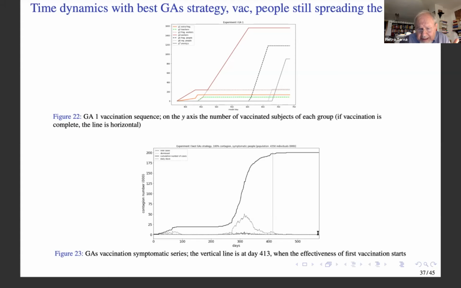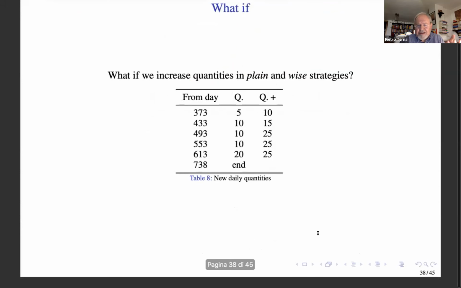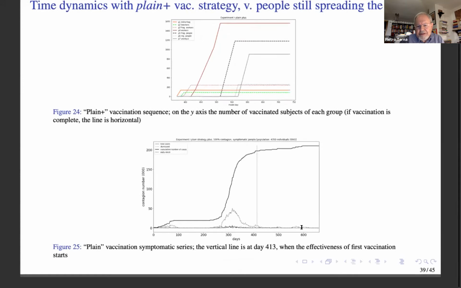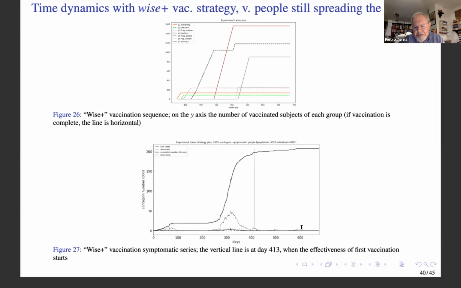Can we obtain a similar result simply by increasing the quantities of the vaccination? The question is not irrelevant because now in Italy we have more possibility of vaccinations. The results are positive, but you see, we always have a tail of contagions in both cases, both with simple or with seemingly wise decision of vaccination.